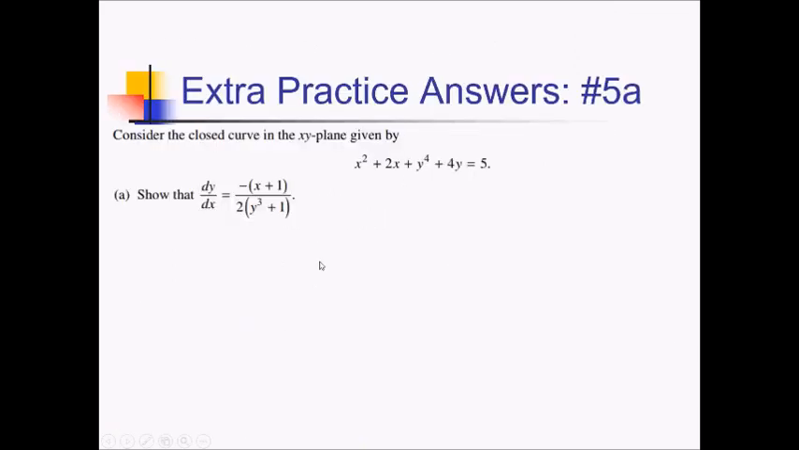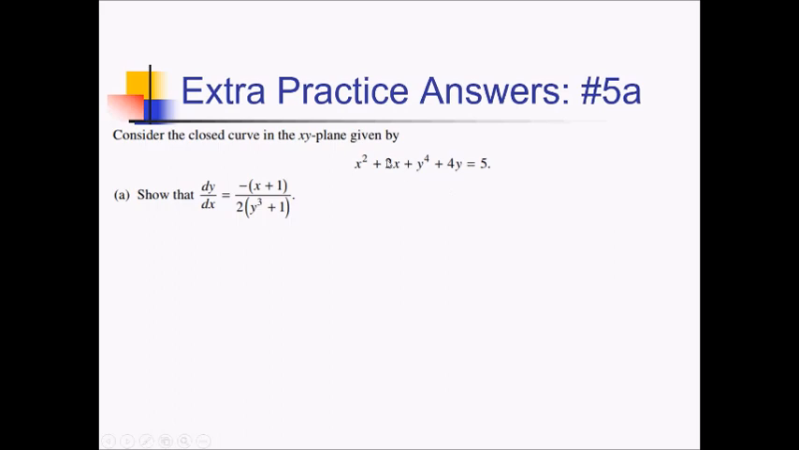On this no calculator free response problem, I'm given this curve, and my first task is to show that the derivative equals this other expression. So in order to take the derivative of this thing, since I can't isolate y, I'm going to have to use the technique of implicit differentiation. So let me start differentiating left to right, and whenever I take the derivative of something with a y, I'm going to have to use the chain rule because y is a function of x, so I'll have to multiply it by a tail of dy over dx.